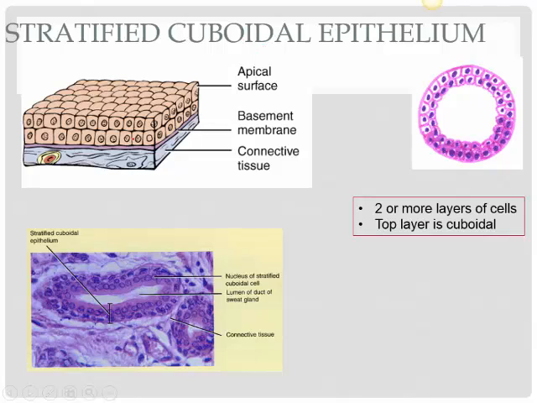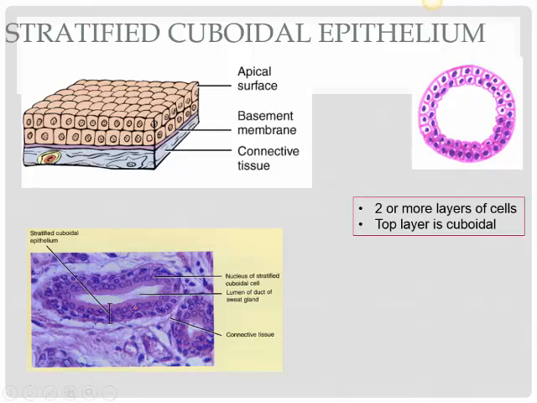So here you can see stratified cuboidal. Look at the top layer of cells. They are cuboidal in nature. The bottom is also cuboidal, but it could be columnar. It doesn't matter. Usually it will be columnar or cuboidal. So usually this kind of epithelium is seen in two layers. So it's just two layers. Sometimes you may get a few more.